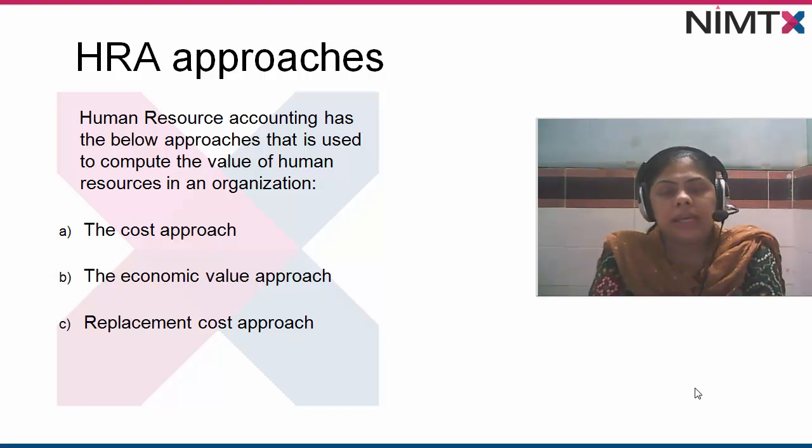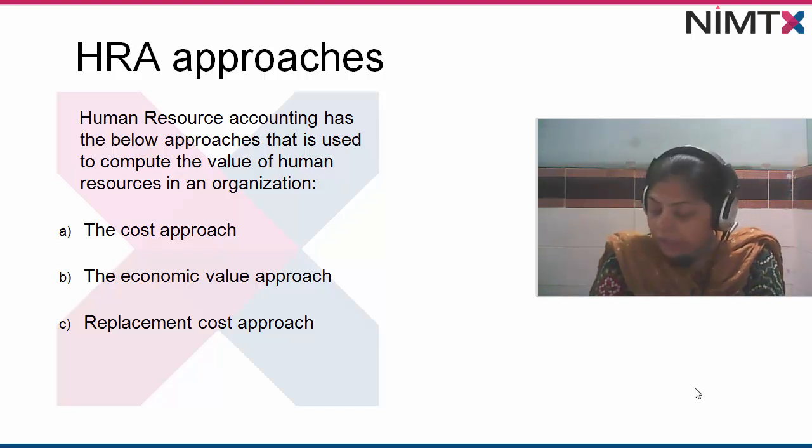Human resource accounting has the below approaches that are used to compute the value of human resources in an organization. The cost approach: how much cost have you incurred while recruiting, while interviewing? The first process starts at interviewing, then recruiting, training the person. How much cost have you incurred? So this is what is taken into consideration while doing human resource accounting.